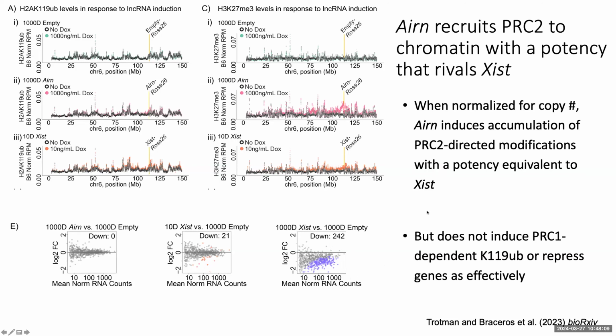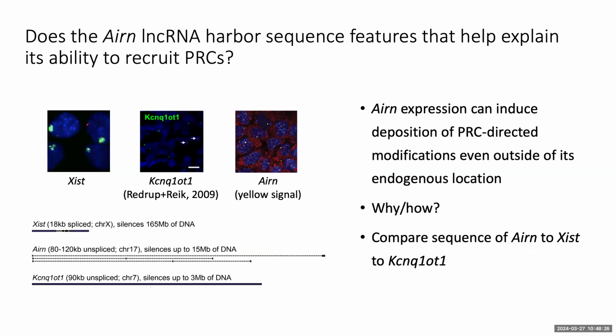So ectopically expressed Air can recruit Polycomb to chromatin. It does not appear to, in this setting, recruit PRC1 directed modifications to the same extent as Xist when normalized for copy number, nor is it able to induce gene repression. So we're going to conclude that this Air RNA is functional, and now we're interested in understanding why and how it does what it does.